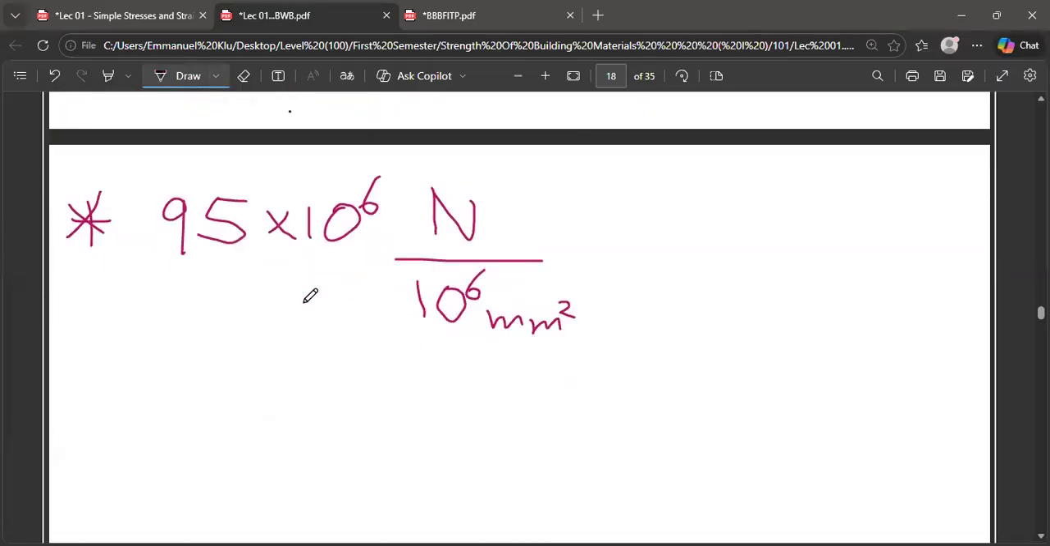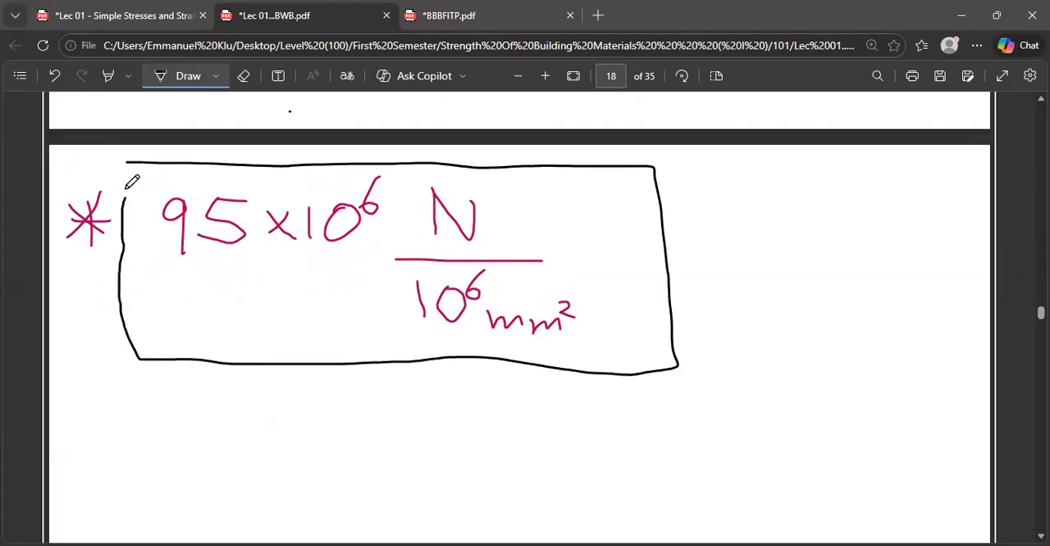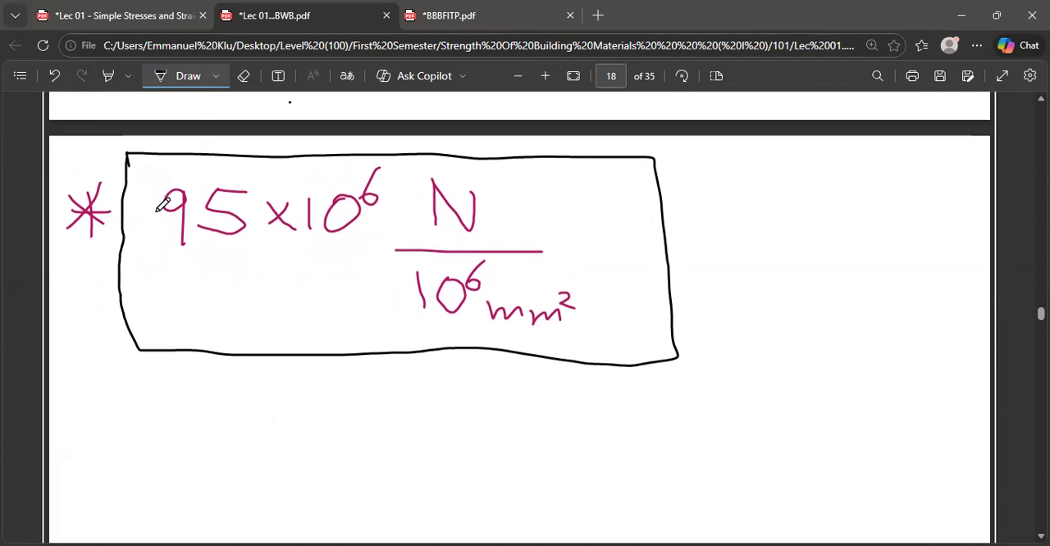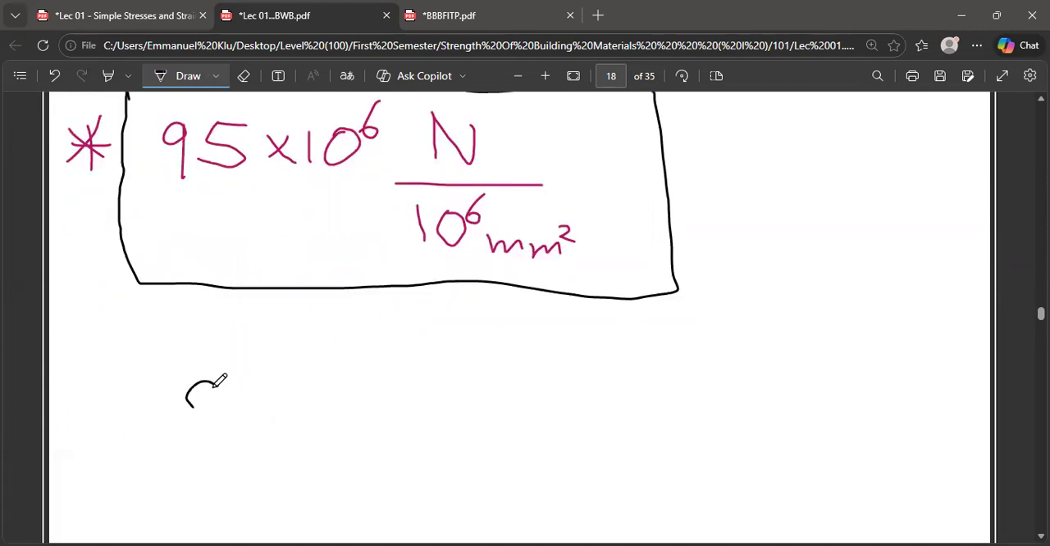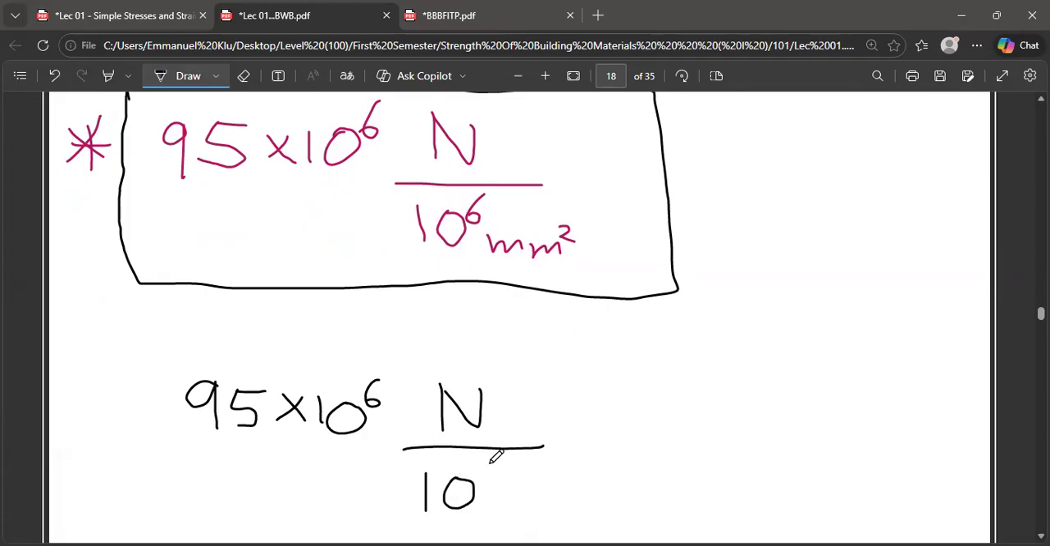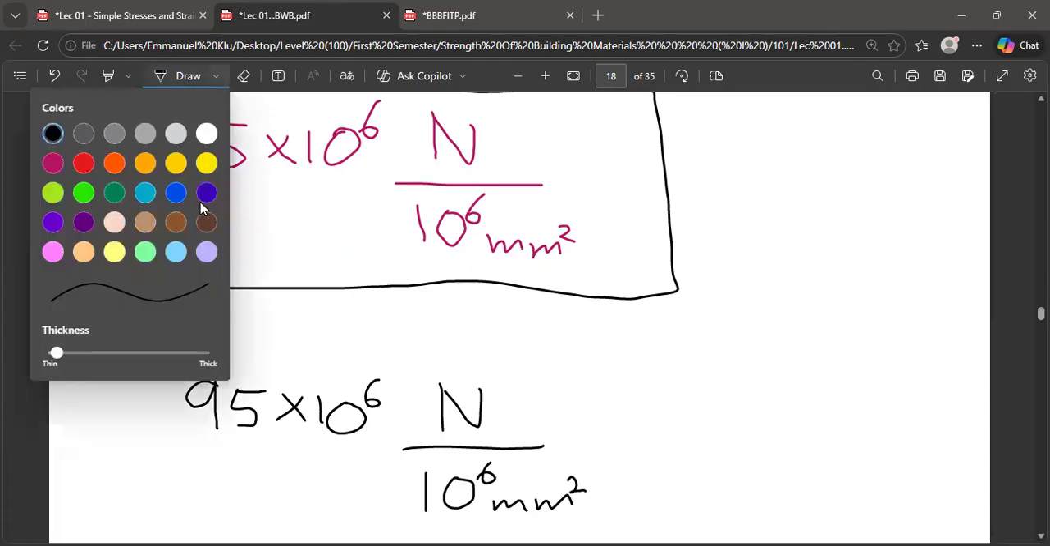Because I want everyone to have a clear view of whatever I'm doing, I want to repeat this step one more time, even before I begin to cancel. Let me draw a circle around this to highlight this as a very important point. Finally, what can we realize? We had 95 times 10 exponent 6 Newton per 1 million millimeter squared. So we can do some cancellation.